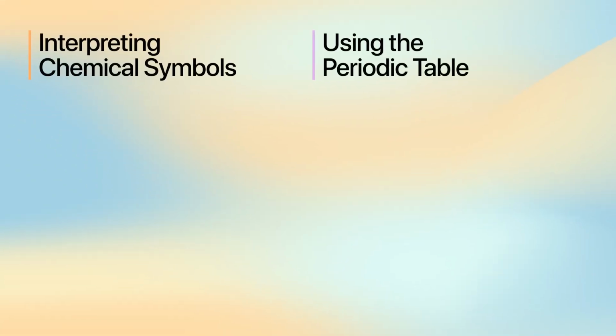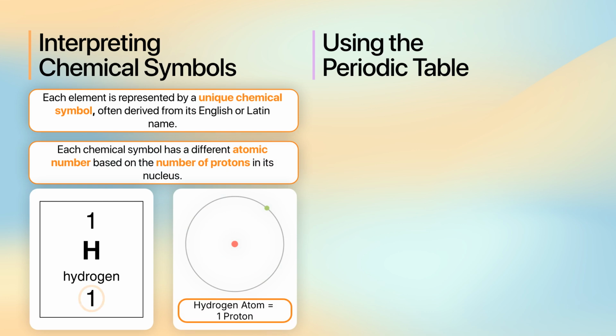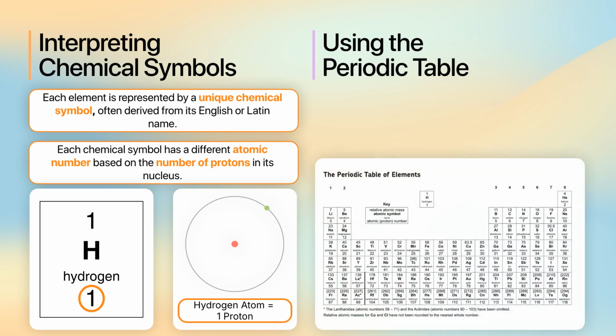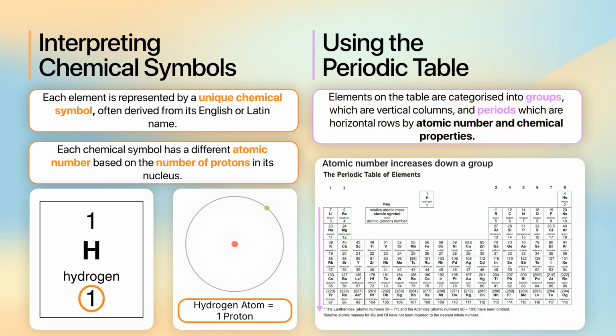Today, we began by understanding that each element is represented by a unique chemical symbol, often derived from its English or Latin name. We also recognized that chemical symbols have different atomic numbers based on the number of protons in their nuclei. We also explored how to navigate the periodic table. We learned how to locate elements on the table and identify groups, which are vertical columns, and periods, which are horizontal rows. We understood that elements are categorized by atomic number and chemical properties.